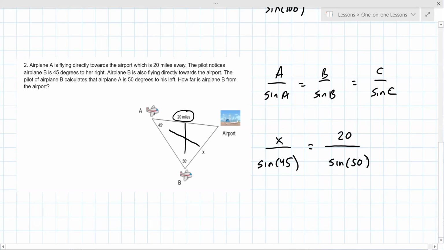So just like the last problem, you're solving for X. To do that, you're going to clear out the sine 45. So it's 20 sine 45 over sine 50. So I get 18.46 miles. Yeah, that's correct.